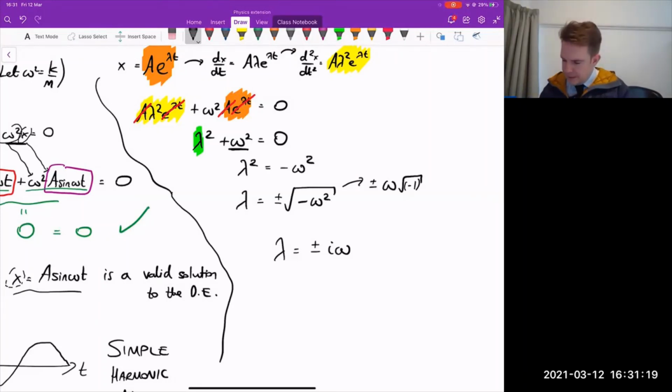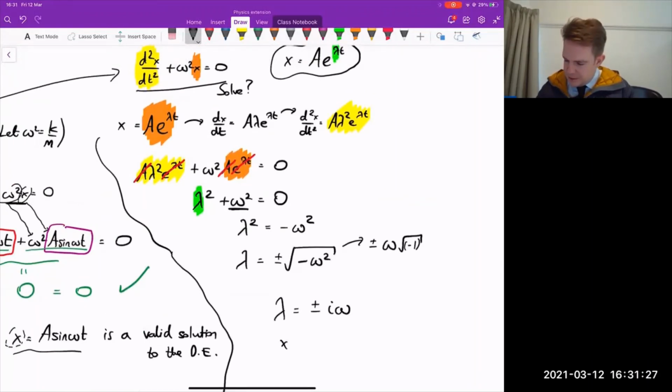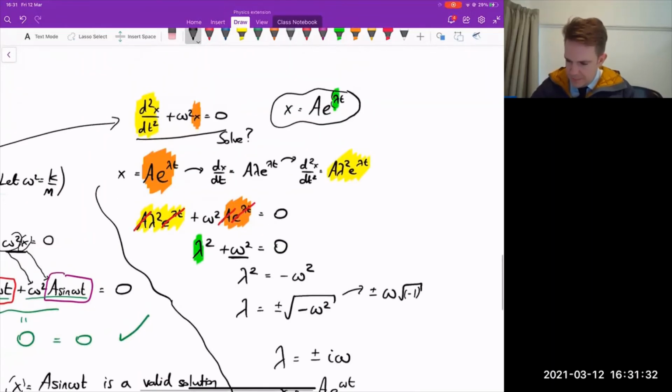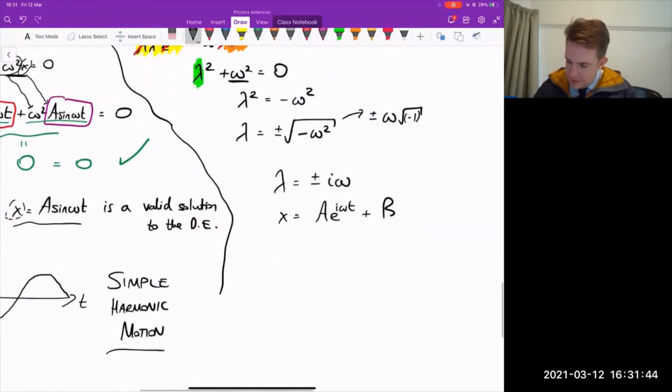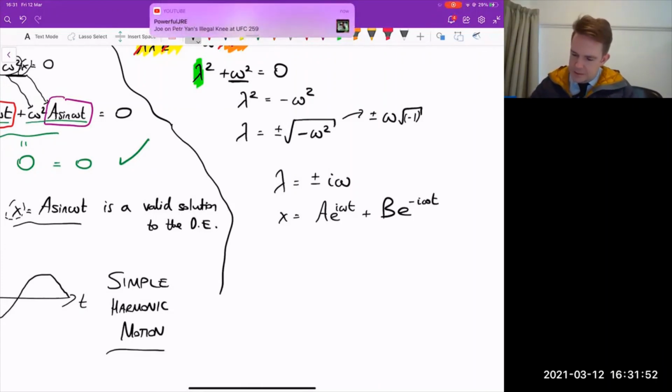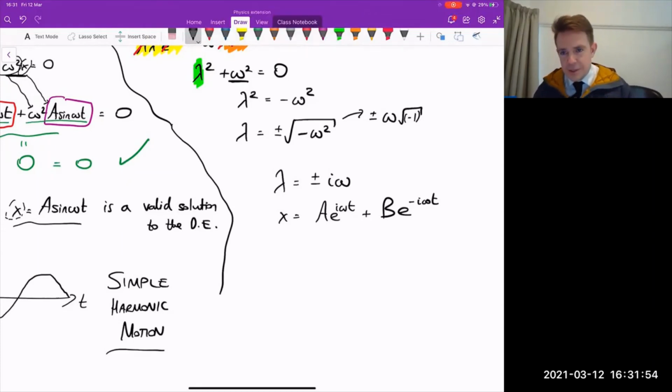Anyway, lambda equals plus or minus i omega. By the way, that means that the general solution to this equation is A e to the i omega t, because we've got one lambda which is i omega, and one which is minus i omega. So one is e to the i omega t, and you have to just add the other, and you can do this because it's a linear equation, so you can superpose solutions. A superposition of solutions is also a solution.